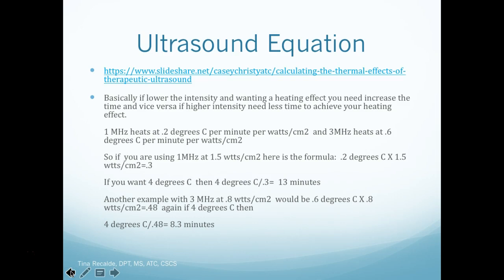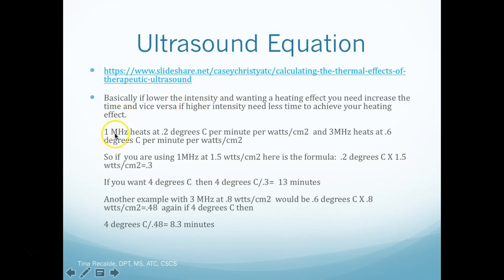Okay, so here's that ultrasound equation that I was talking about. You can hit this link and you can go on. There's a nice little slideshow that talks about how to do this equation, but I'm just going to basically summarize it here for you. Basically, if you lower the intensity and you want a heating effect, you need to increase the time, and vice versa. If you have a higher intensity, you might want less time to achieve your heating effect.